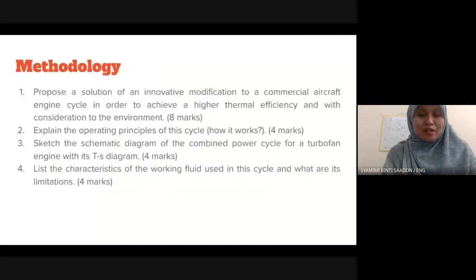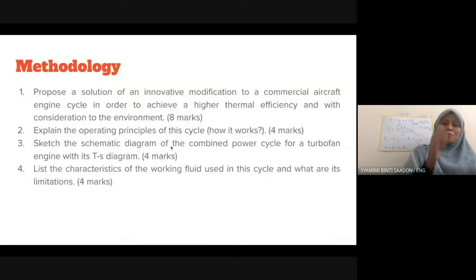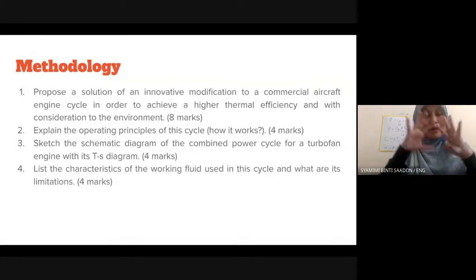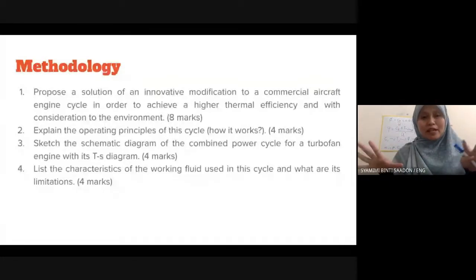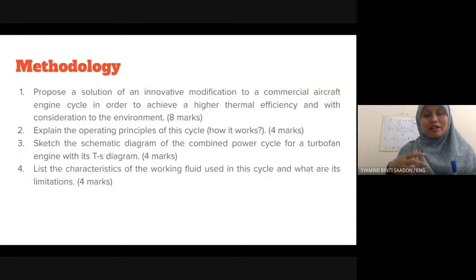So this bit of the marking is to propose a solution. In order to propose a solution, you need to do some research, read some literature background, and you have to explain how the new proposed cycle or engine works, maybe by putting a schematic diagram of the cycle. For example, maybe you can add some extra heat exchanger to the initial Brayton cycle. You add an intercooler or reheat.